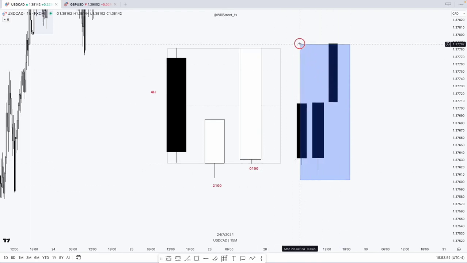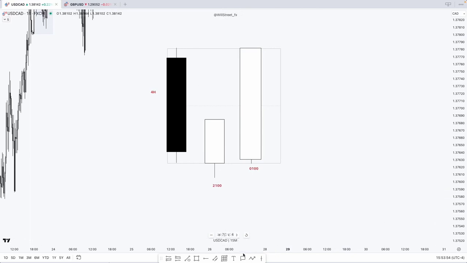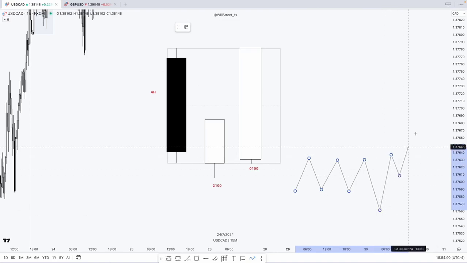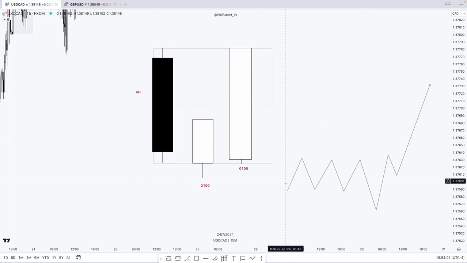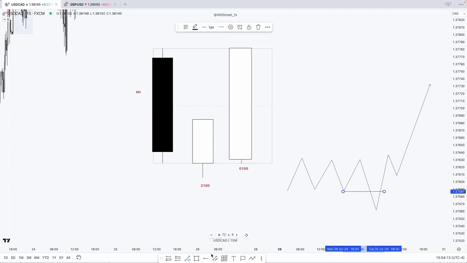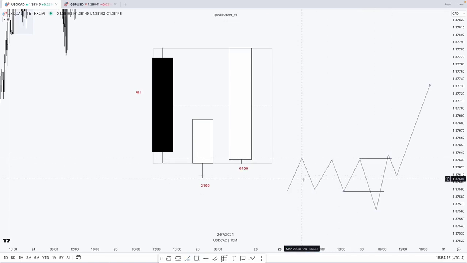This is the classic setup of AMD or Power 3 or whatever you want to say. Look at this. This is Asia. This is the manipulation, and this is the distribution. What is this exactly? This is a pending range, right?